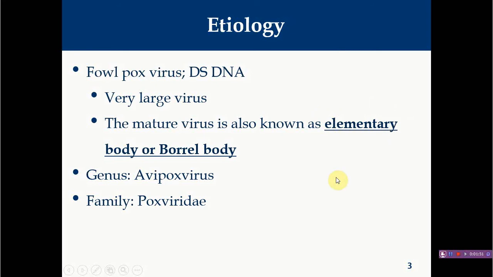Right. And the second term is Bollinger bodies. Bollinger bodies are actually viral inclusions that can be seen in the cytoplasm of the infected cells, particularly epidermal cells. These Bollinger bodies are actually aggregations of some defective viral replication protein, and sometimes they may also contain Borrel bodies, right? So Borrel body, individual virus particle; Bollinger body, intracytoplasmic inclusion body.